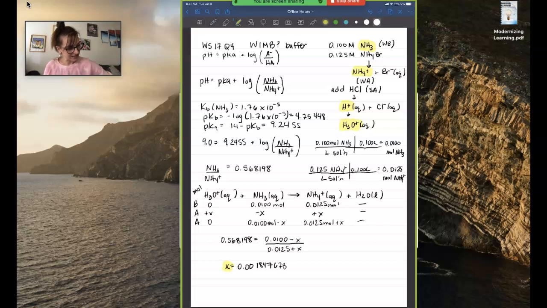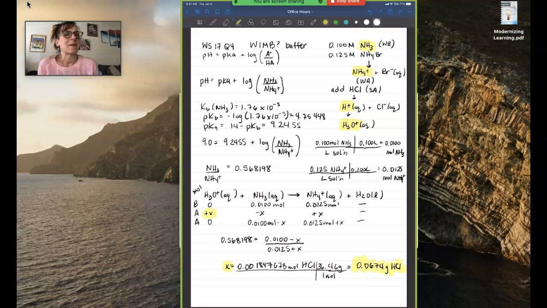Remember, this is x. X stands for the amount of moles of HCl or the hydronium ion added, right? And so this is moles of HCl essentially, or the hydronium ion. Remember, it's the same thing, 1 to 1. And we want to know how many grams we can add. Then we just need to multiply by the molar mass. And that is equal to 0.0674 grams of HCl.